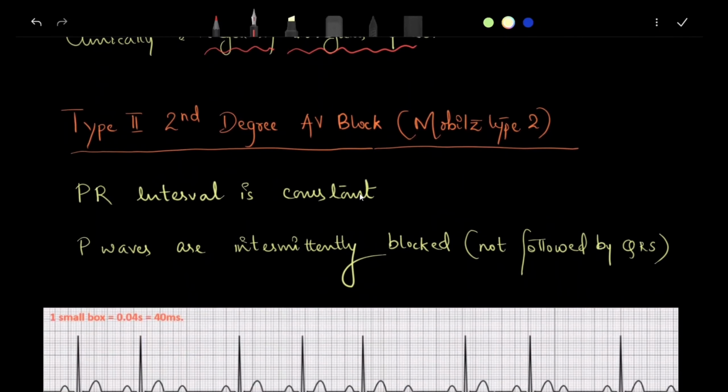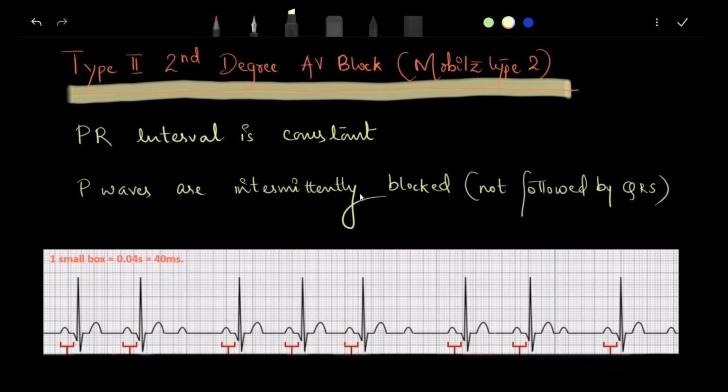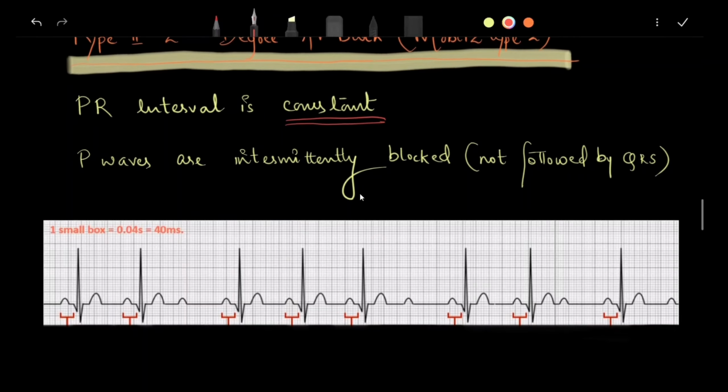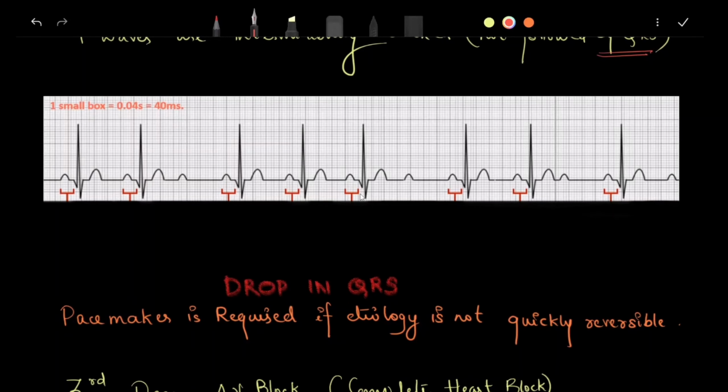Next is the second degree type 2, Mobitz type 2. Here, in type 2 second degree, the PR interval is constant. The P waves are intermittently blocked, unpredictably blocked, not followed by QRS. Unpredictably, it is not regular. Here the PR interval is 280 milliseconds. Here also 280 milliseconds. Here also 280 milliseconds. Like that, it is a constant PR interval.